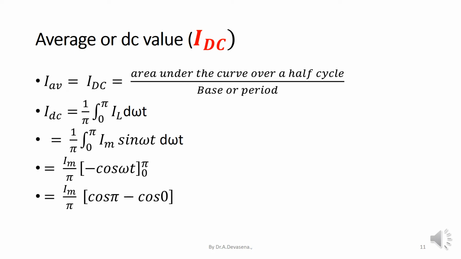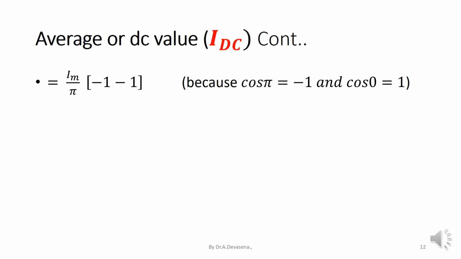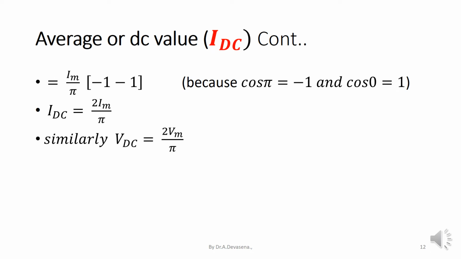If we simplify the given equation, we obtain Im by pi times cos pi minus cos 0. If we further simplify, we obtain Im by pi into minus 1, because the value of cos pi is minus 1 and cos 0 is 1. Therefore, we obtain I suffix dc is equal to 2Im by pi. Similarly, V suffix dc is equal to 2Vm by pi.